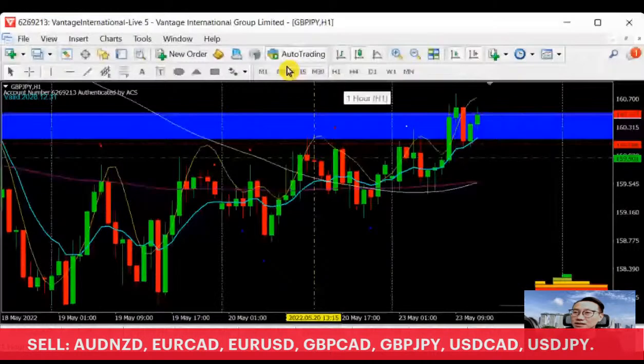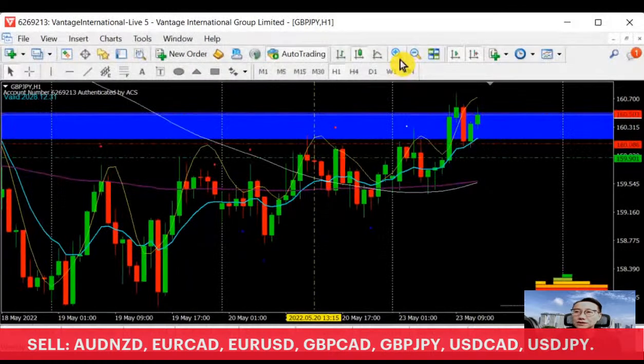So next we talk about H1. As you can see, this is the resistance area. We tested it once a few hours ago, and now we are retesting. This retest looks good. So what are we going to do with this retest?